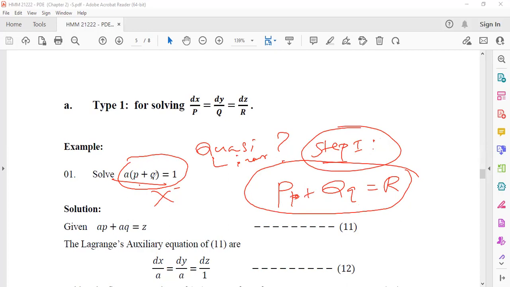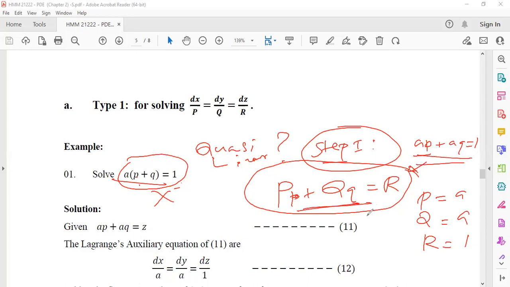So we know P is there, Q is there, and on this side for R we have 1. A is a constant. First of all, you have to cancel out the brackets. It is simple now: Ap plus Aq is equal to 1. So it is in this form now. What is our capital P? Capital P is A, capital Q is again A, R is equal to 1. So this is your first step. You have to arrange the equation to this format.